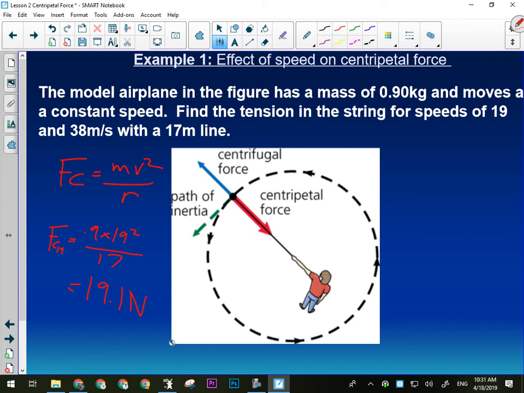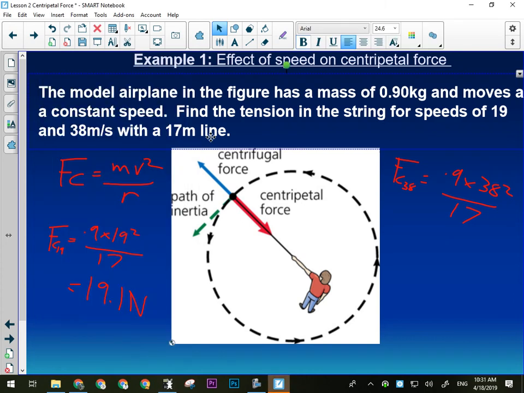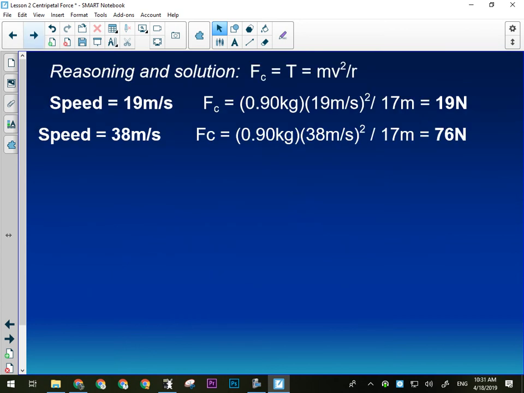All right, if I do that for twice that speed, so 38, okay, I'm going to have 0.9 times now 38 squared divided by a radius of 17 meters. All right, 76.4, exactly 4 times what I got before. Okay, so definitely has an exponential relationship between speed and centripetal force. Okay, questions on that?